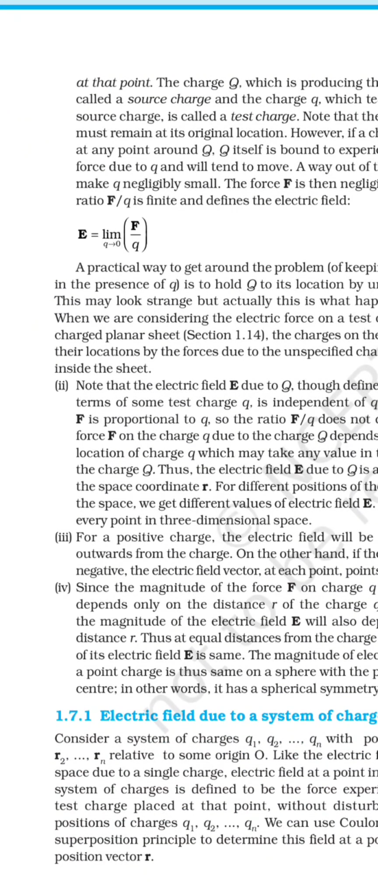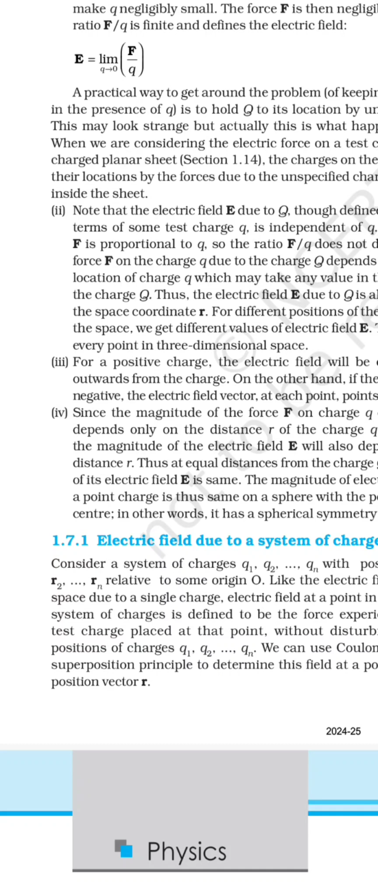Next we have electric field due to a system of charges. What is it? It is nothing but we keep on adding them. So E1 plus E2, with respect to r distance. So E1 r plus E2 r.